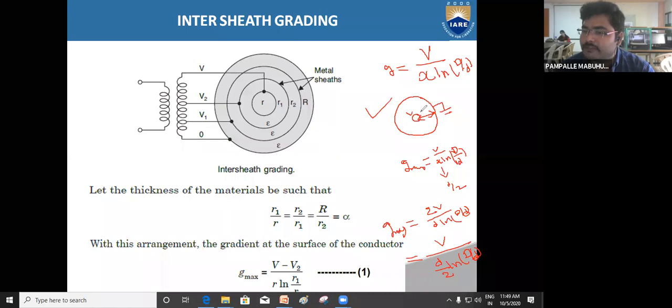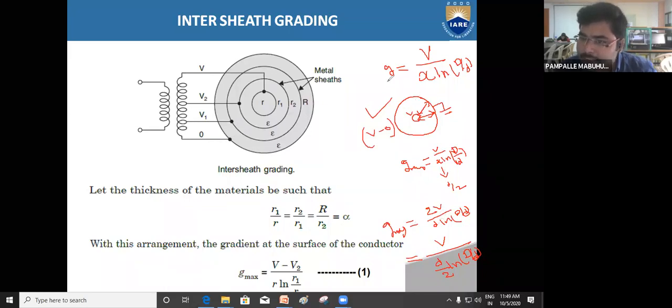V is the potential difference between the surface of the conductor and your sheath. So if your conductor is at a voltage V and generally this sheath will be grounded, so V minus 0 by, and X will be D by 2. At the surface of the conductor you are going to calculate the G value. So G max value will be, in place of X, you have to substitute D by 2.